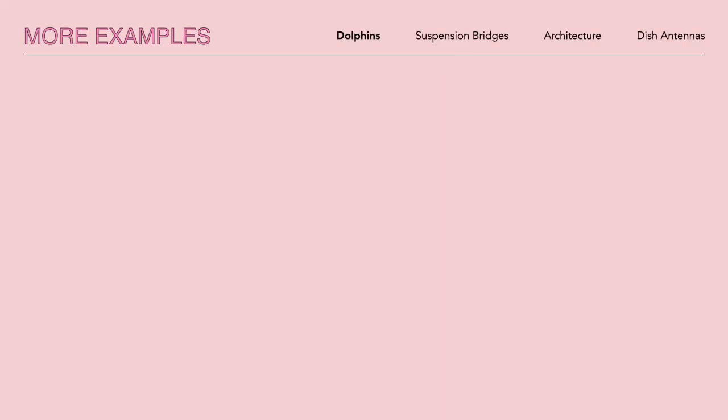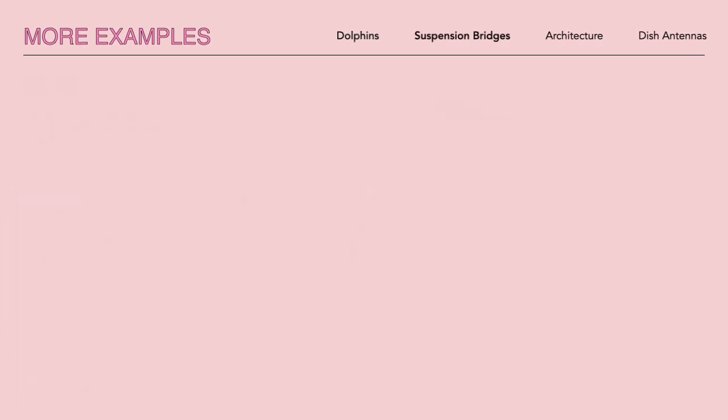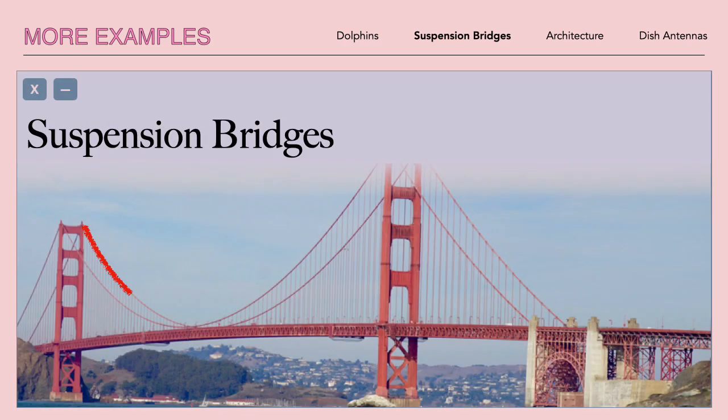Parabolas are all over the place. We won't go over them in detail, but here are a few more examples. Dolphins form parabolas since they need to jump in and out of the water quickly to breathe oxygen while still remaining wet. Suspension bridges are also shaped like parabolas for stability and safety.